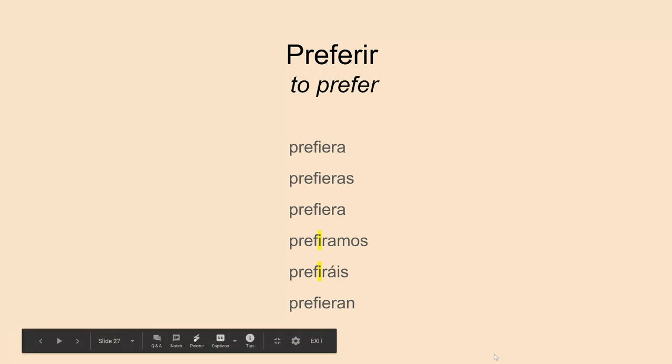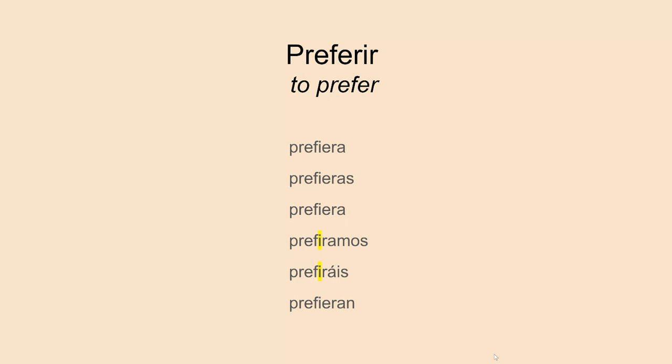Preferir, to prefer. This is an E to IE verb, so again it has two letters, which means I will only take the first letter in nosotros and vosotros. Prefiera, prefieras, prefiera, prefiramos, prefiráis, prefieran.